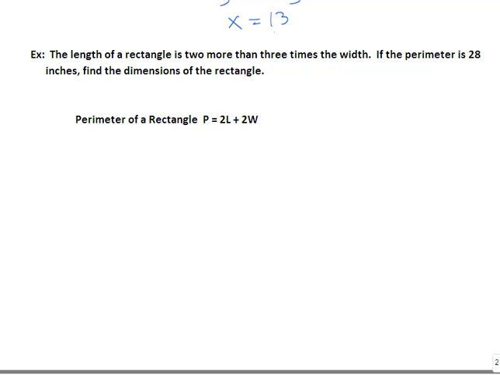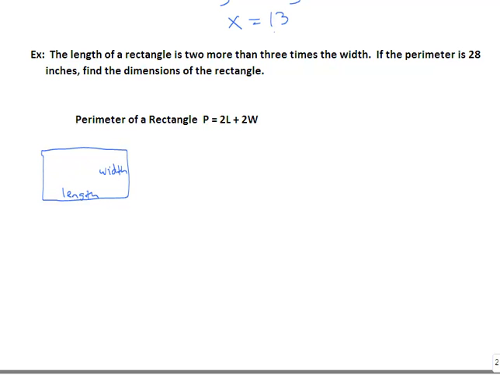Alright, let's try another geometry example. This next one deals with the perimeter of a rectangle. It says the length of a rectangle is 2 more than 3 times the width. If the perimeter is 28 inches, find the dimensions of the rectangle. So we're obviously talking about a rectangle. Let's draw a rectangle to help us visualize what's going on. We have a length and we have a width, and we want to figure out what these two dimensions are.